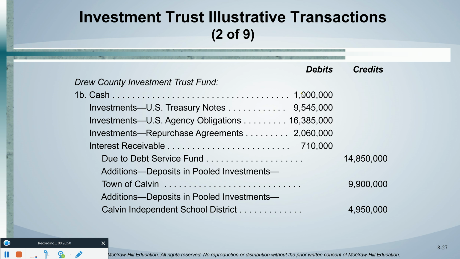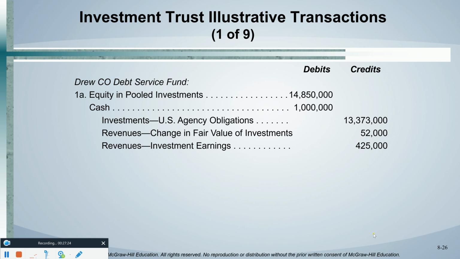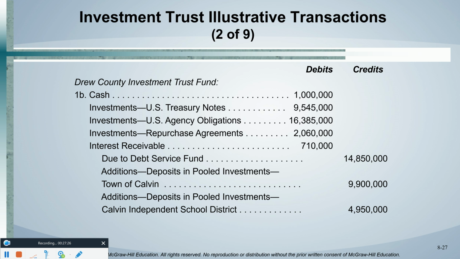All right, the trust fund, cash $1 million, T-notes $9,545,000, U.S. agency obligations, repurchase agreements. Now these numbers are coming from the January 10th column on the prior slide. And then, of course, the $710,000 of accrued interest. Let me just go back and show you. All right, so basically it's going to be all of the fair values as of January 10th plus the accrued interest. That's this last column down here. That is all going into the investment trust fund.